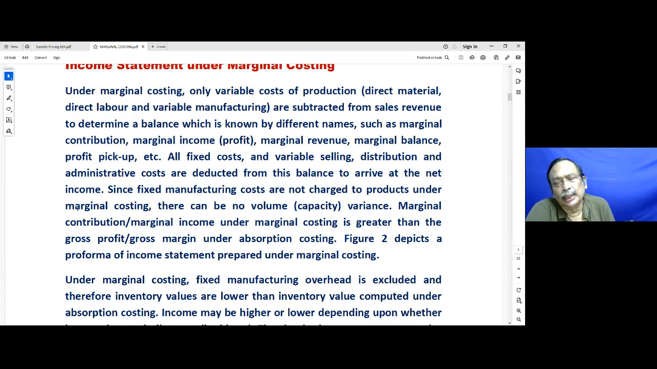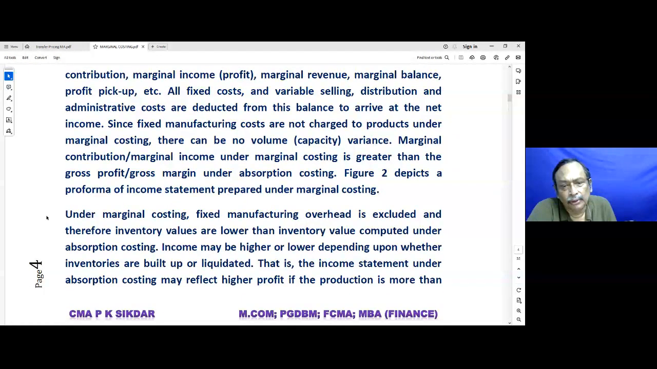All fixed costs and variable selling, distribution and administrative costs are deducted from this balance to arrive at the net income. Since fixed manufacturing costs are not charged to products under marginal costing, there can be no volume capacity variance. Okay. Marginal contribution or marginal income under marginal costing is greater than the gross profit or gross margin under absorption costing. Now, figure 2 depicts a pro forma income statement prepared under marginal costing. I'm going to show you.